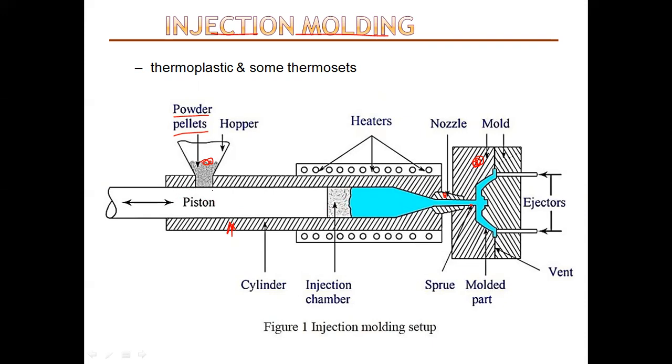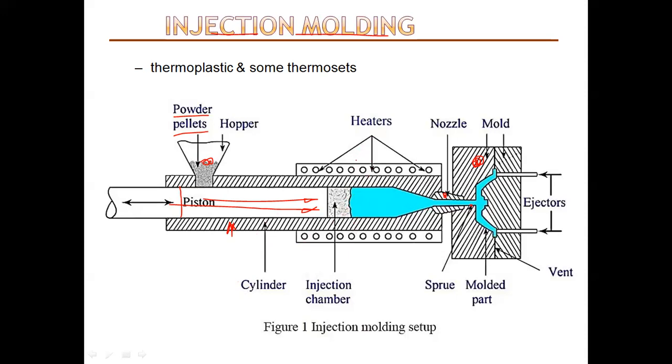By rotating the screw, the material is allowed to flow in a horizontal direction. It can be pushed in this direction, and in some cases the piston is there. The piston's initial position is here. After feeding the material, it is pushed over here. Further, this cylinder, or sometimes the barrel, is surrounded by the heater over here.